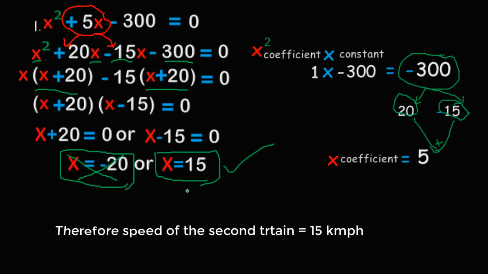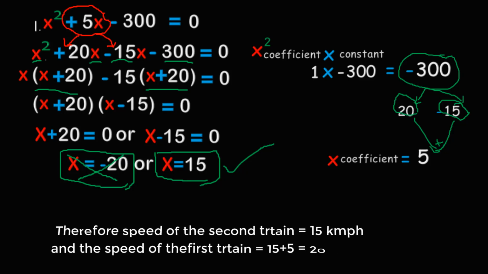And the speed of the first train is 5 km per hour more than the second train. So the speed of the first train will be 20 km per hour. So this is the solution for this problem.